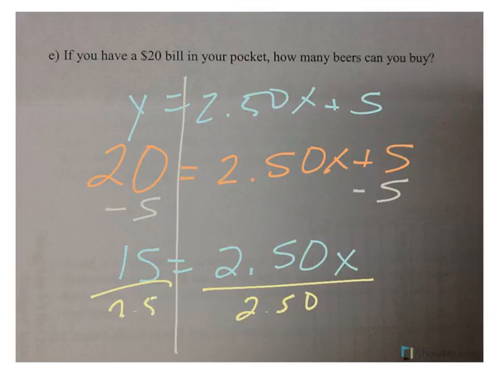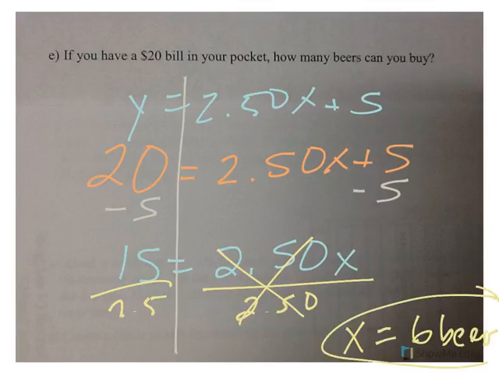Or you be the DD and then you drink water or pop for free. That's the way to do it. 15 divided by 2.50, you can drink 6 beers for $20.